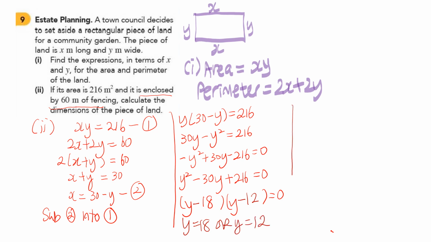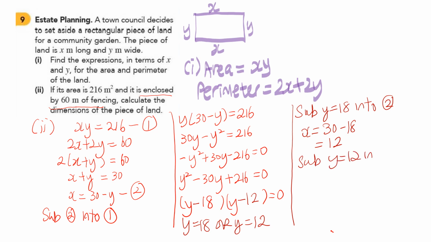So what's the next step? You are asked to find the dimensions. Dimensions meaning you have to find the values of x and also the values of y. So the next thing I need to do is substitute y equals 18 into equation 2 to find the value of x. You substitute into equation 2 because in equation 2 you already made x the subject, so it makes sense to substitute into equation 2. And then you substitute y equals 12 into equation 2. You have x equals 30 minus 12, which gives you 18.